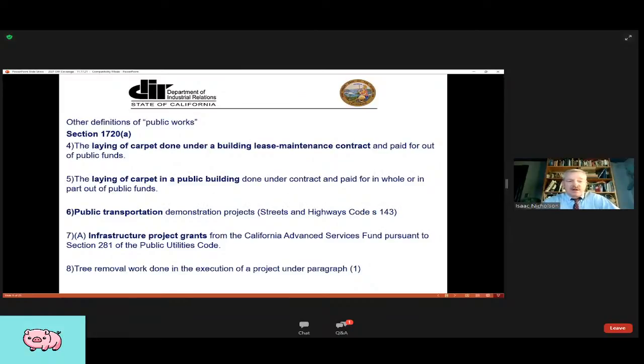Very specific definitions: carpet laying, public transportation demonstration projects, infrastructure project grants. I think both 6 and 7 are very unique. You probably won't see those, and you'll know it if you're involved. And A8, which is tree removal work done in execution of a project under paragraph 1. So that's important to be aware of, that tree removal done in conjunction with a construction, alteration, demolition, installation, or repair project is covered work as well. Next slide.